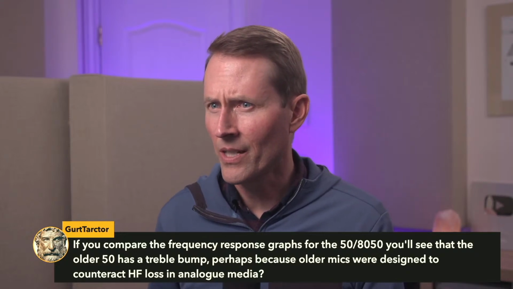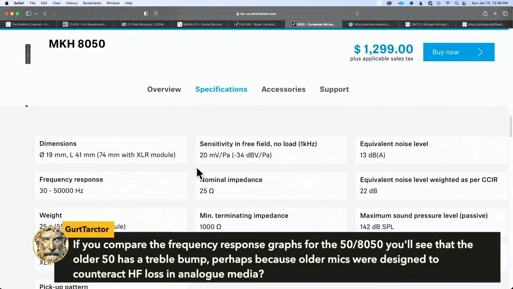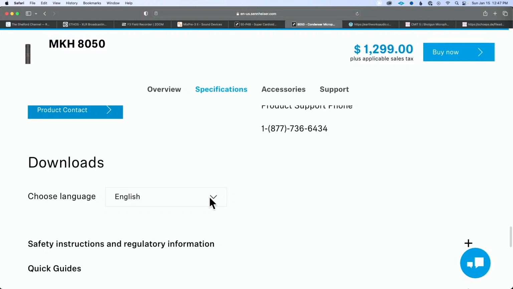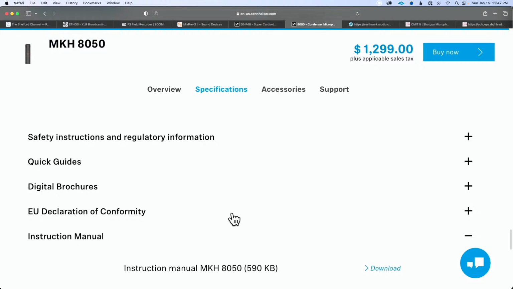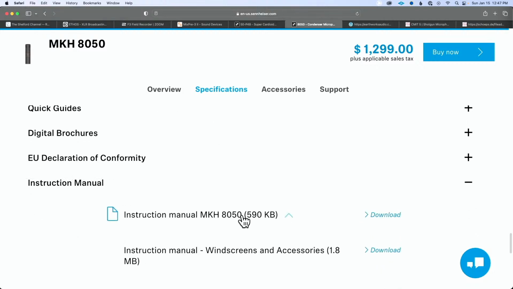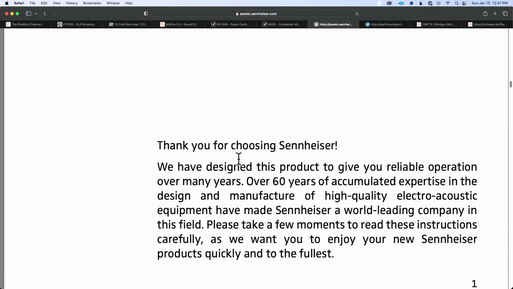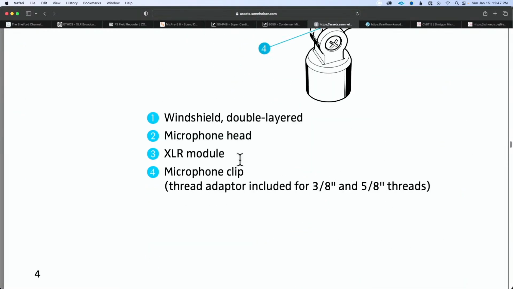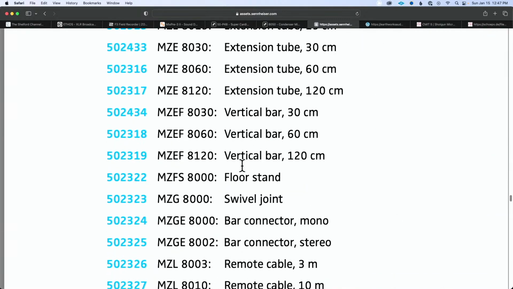Let's go ahead and take a look here and see. I don't know if we have to go to support to get that. So this is for the 8050, downloads. We're going to do English, brochure, instruction manual. Okay, we'll get this one right here. So this is for the 8050. Let's get our frequency response chart here. Apologies for the motion. Oh, this one may not have.